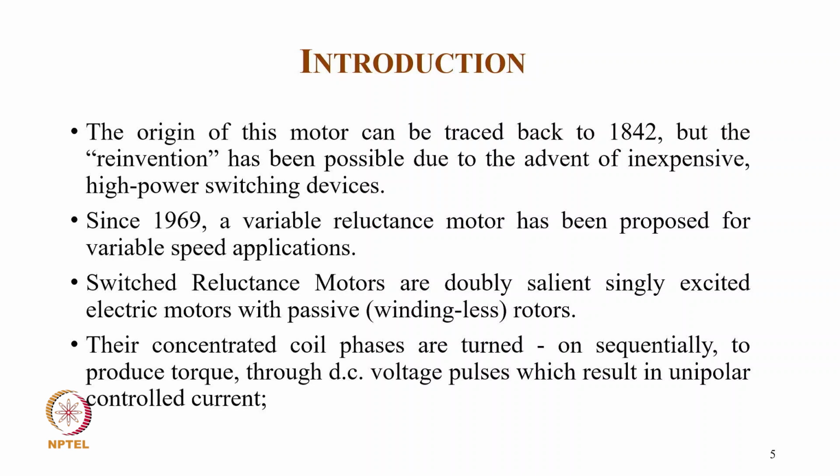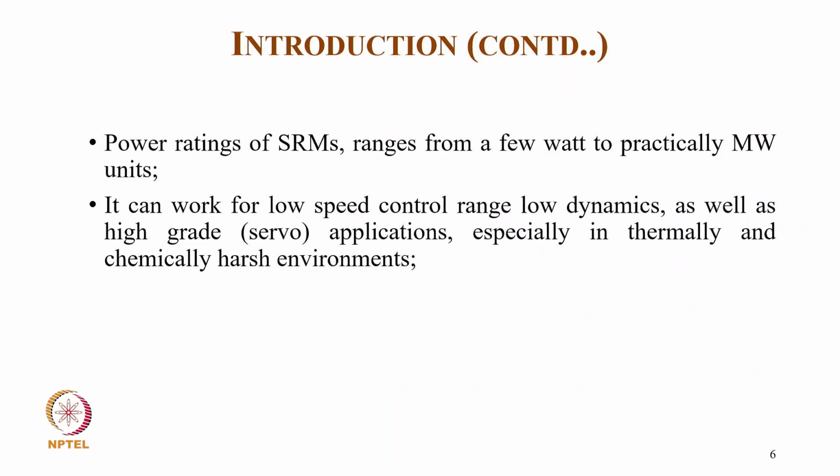Since 1969, a variable reluctance motor has been proposed for variable speed applications. Reluctance motors are doubly salient, singly excited electric motors with a passive windingless rotor, and their concentrated coil phases are turned on sequentially to produce torque through DC voltage pulses, which result in unipolar control current.